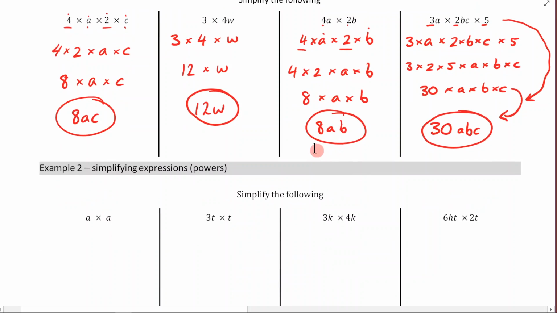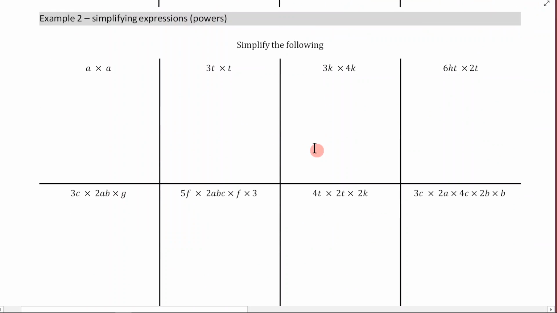Okay, let's do some more examples here, and we're going to introduce some powers as well. Again, the instructions here are simplify the following. Now, when we have a times a, what is that equal to? Well, that's equal to a squared.